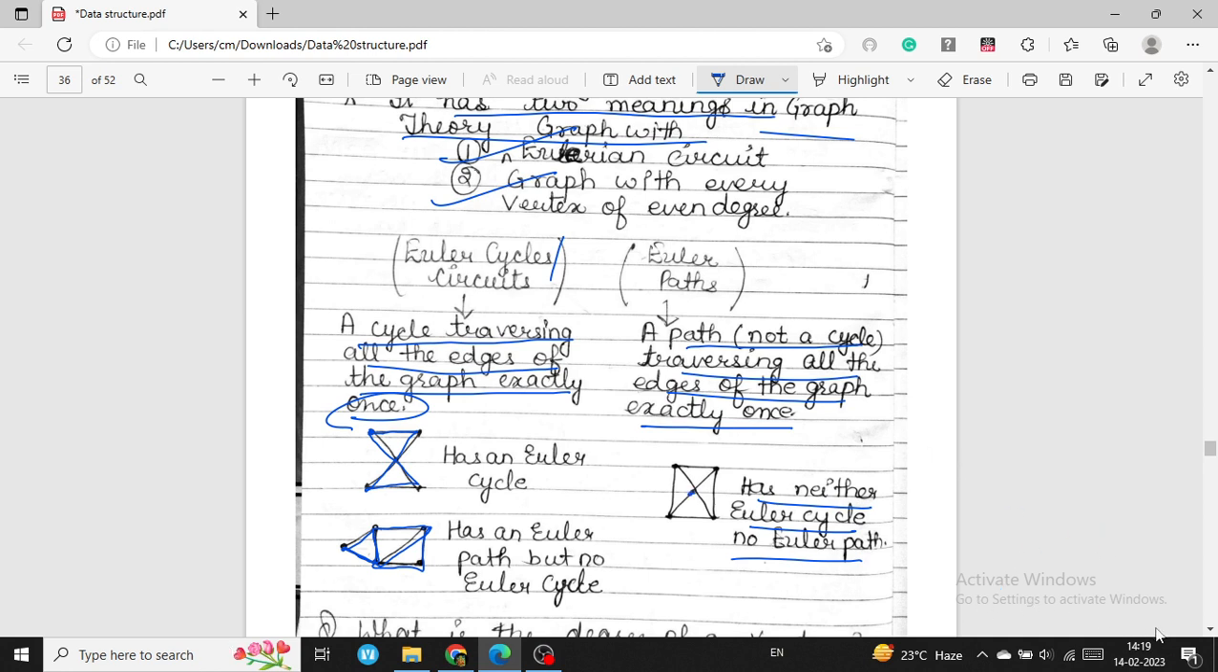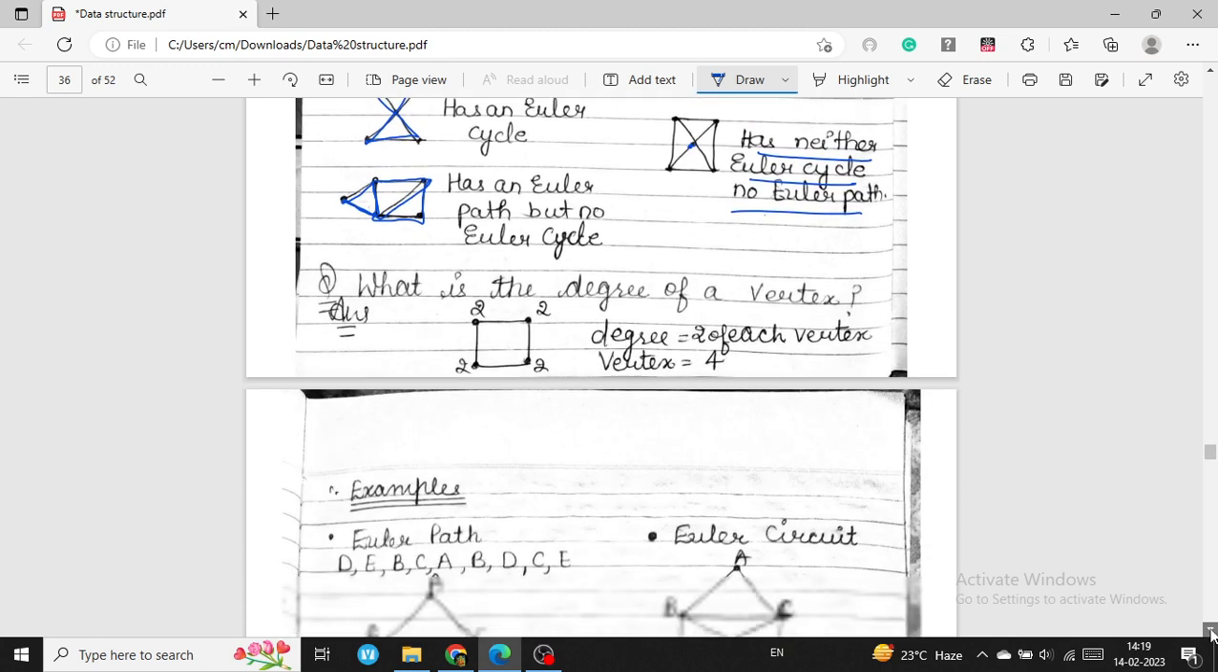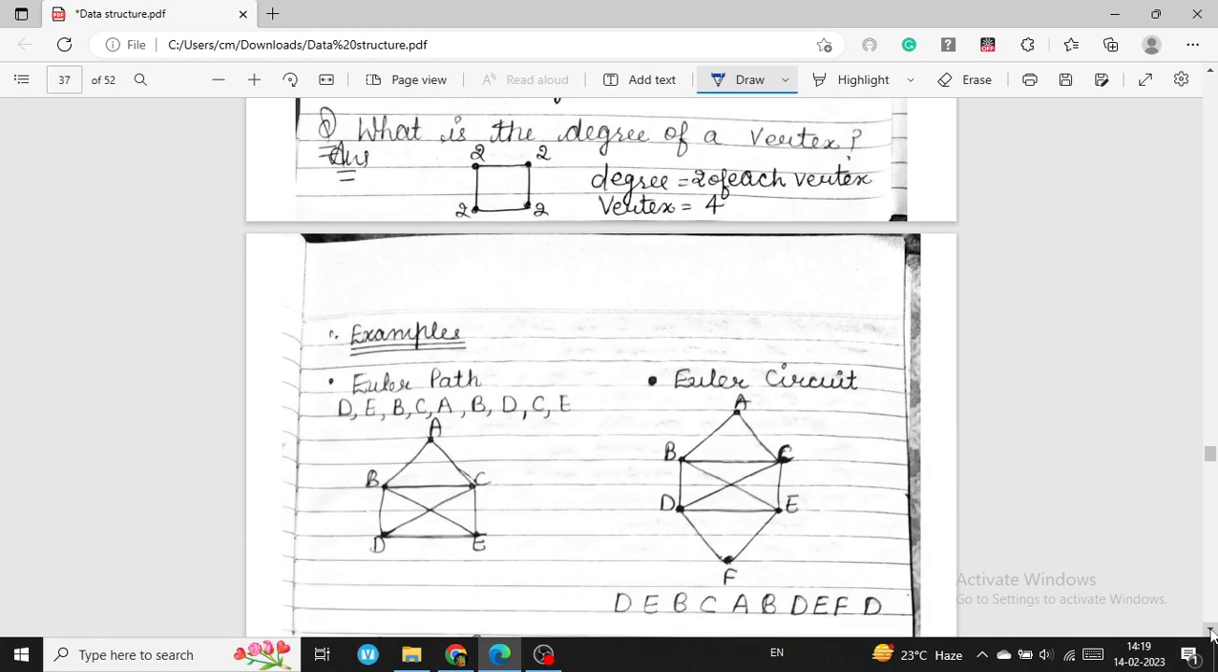Next point: what is the degree of a vertex? The degree of a vertex means the number of edges connected to that vertex. Here this vertex is connected with two edges, so that's why its degree is 2.